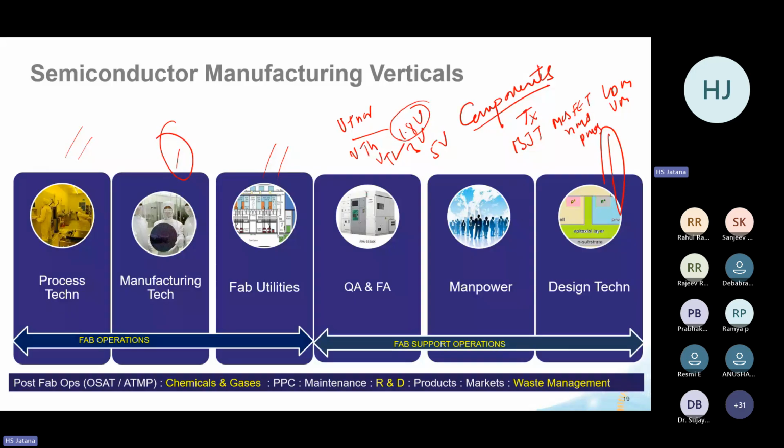And then there is a lot of waste, very dangerous waste. You have to manage that waste. I will show you 2-3 slides on each of these aspects.